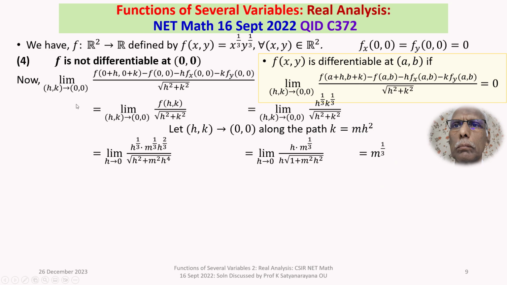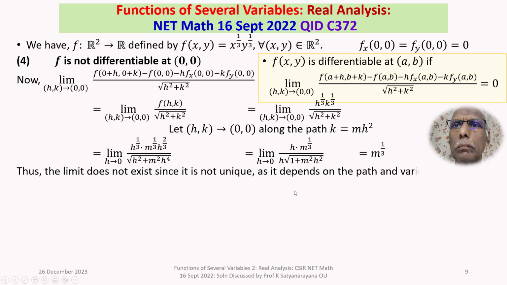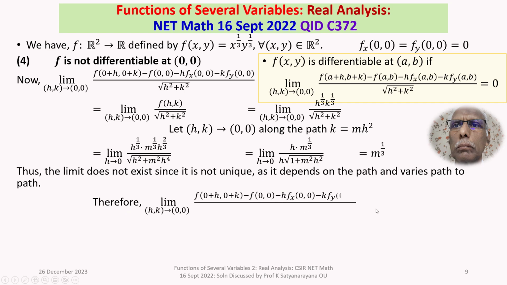So the limit exists along each path, but it varies from path to path. But the limit, whenever it exists, should be unique. Therefore the limit does not exist, since it is not unique, as it depends on m and varies from path to path. So this is not 0; first of all, it does not exist. There is no question of it being not equal to 0. It does not exist.